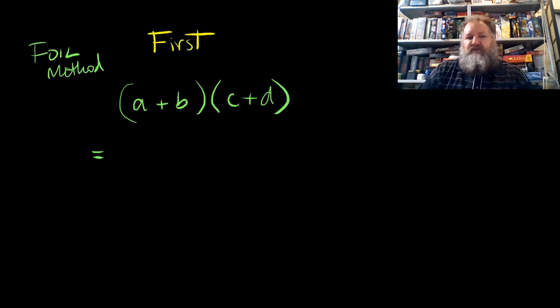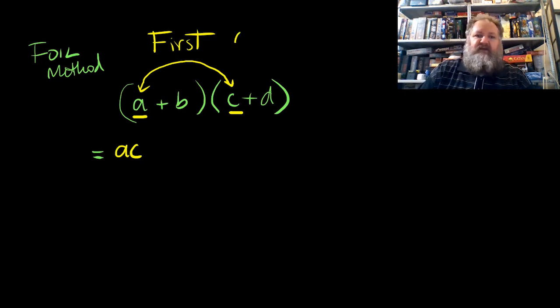So identify the first term in each of the brackets, here and here. And then we multiply those 2 terms together. So A times C will be AC. Done. Then I do my O.